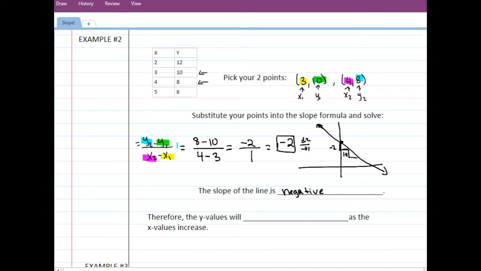So the slope of the line is negative, therefore the y values will decrease as the x values increase.